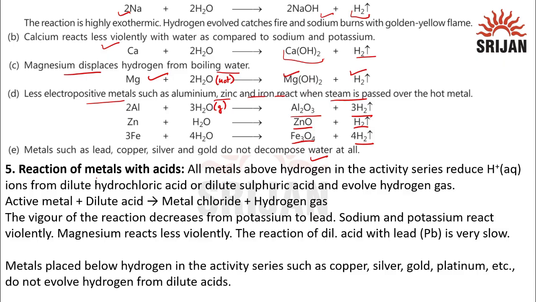Now the fifth property is the reaction of metals with acids. The metals that are present above hydrogen in the reactivity series easily displace hydrogen from the acid. For example, an active metal reacted with dilute acid forms the metal chloride or metal salt, and hydrogen gas is released, while metals like copper do not easily react with acids.